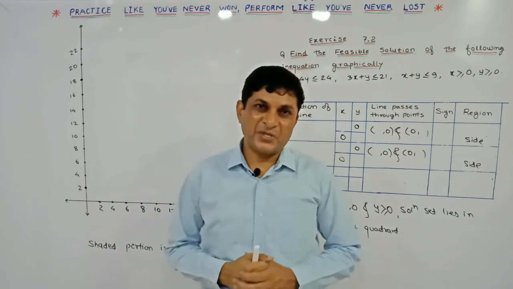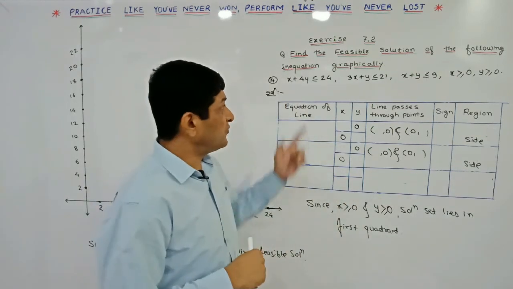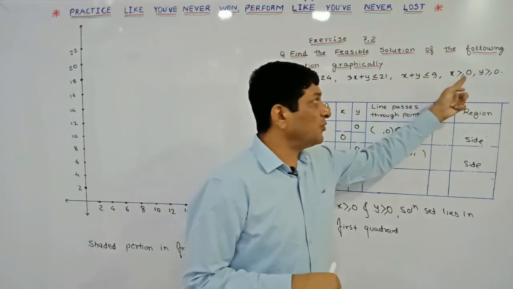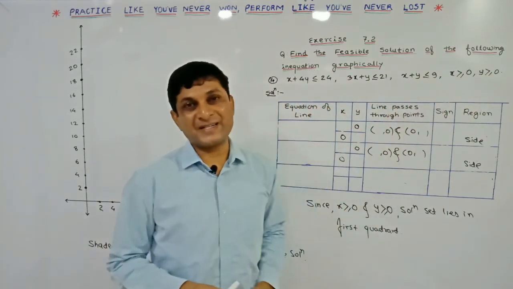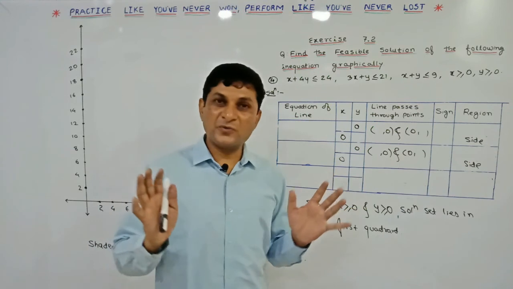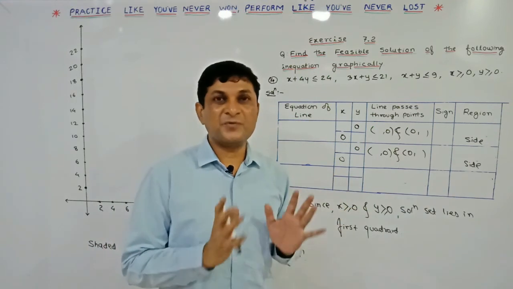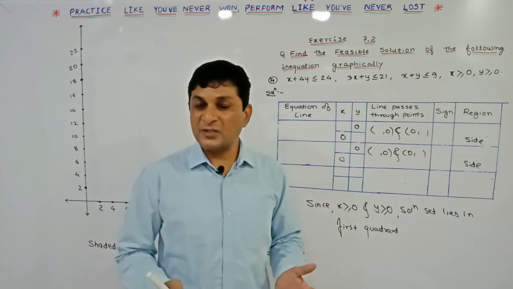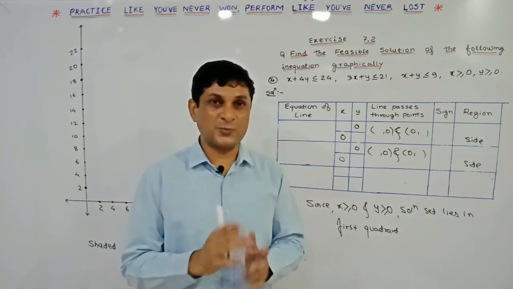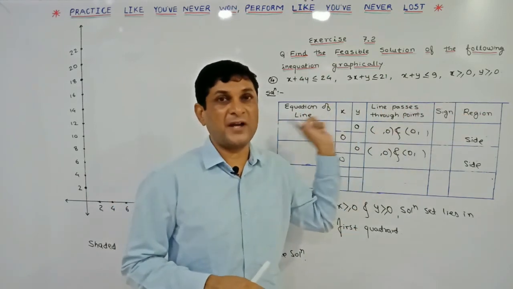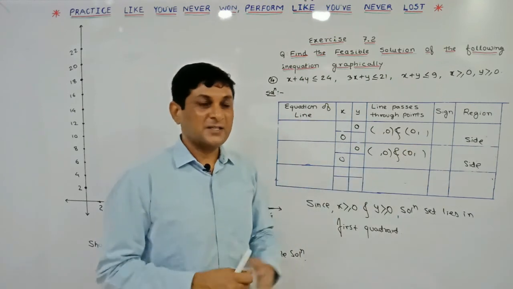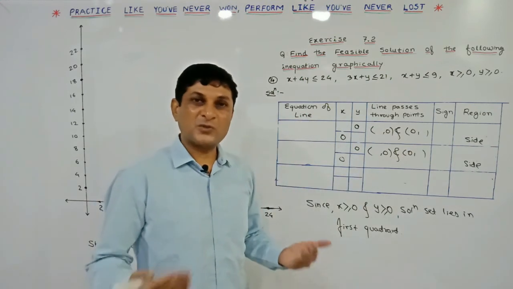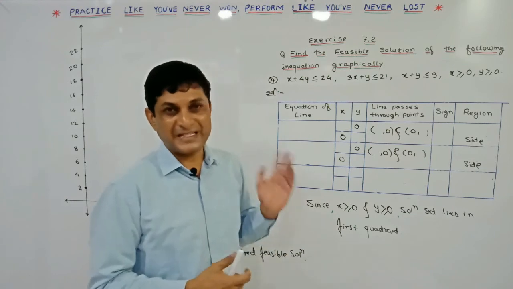So now see question number 4. In question number 4, 1, 2, 3, 4, 5, a total of 5 constraints are given to us, and we have to find the feasible solution of these 5 constraints. Feasible solution means what? The set of all such points which satisfy all these 5 constraints. Okay, so we know that whenever we have to find a solution graphically, we first have to construct the line.